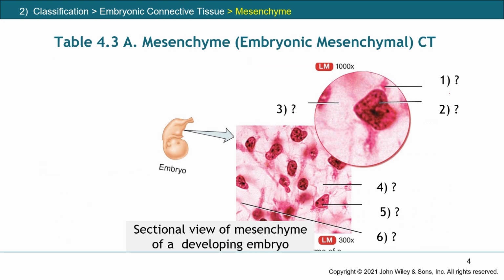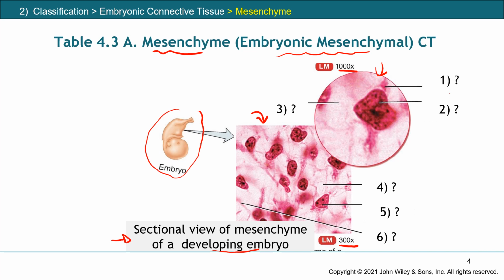To start talking about the mesenchyme or embryonic mesenchymal, here your textbook gives you a sectional view of a developing embryo. So in the embryo, what you are going to have is a semi-fluid intercellular substance, and it will contain undifferentiated mesenchymal cells. And here you have two slides. One of the magnification is 300 times. Let me do it again, 300 times, and here 1,000 times. So here we zoom in.